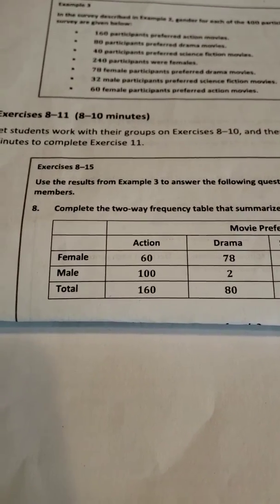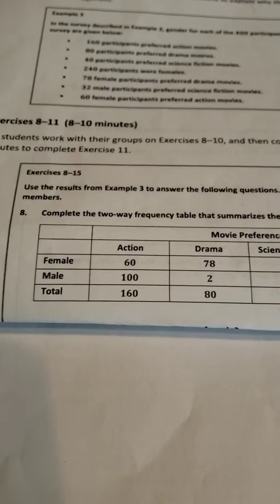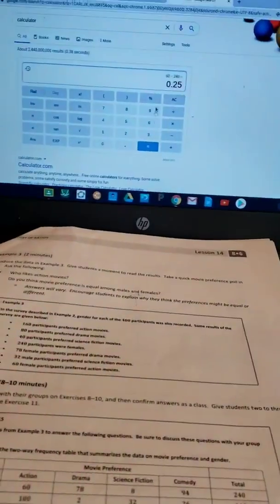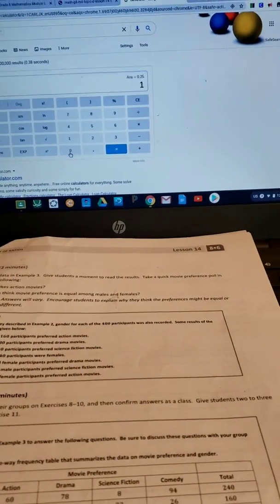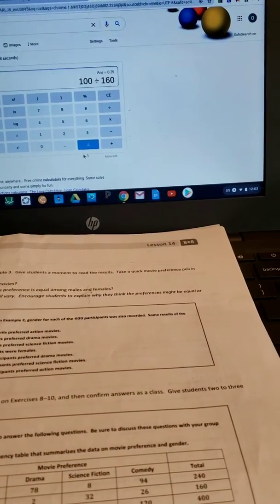All right. Now I'm going to look at my males. It's 100 divided by 160. All right. So 100. All right. Go back to my calculator. 100 divided by 160 gives me 0.625. Okay.